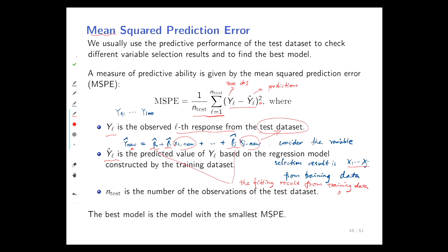So you need to be very careful about this Y_l and Y_l hat here. It's different from what we have learned for the mean square error case. Any questions?